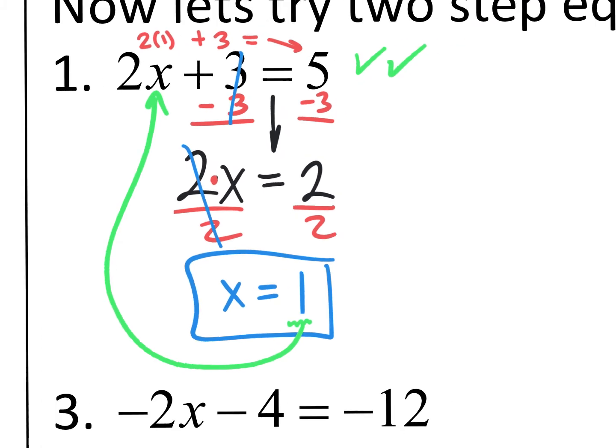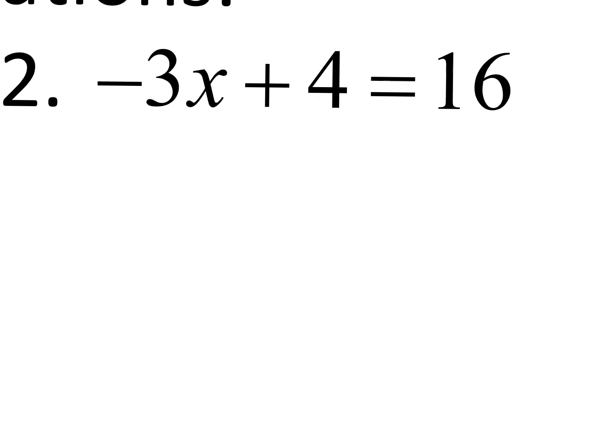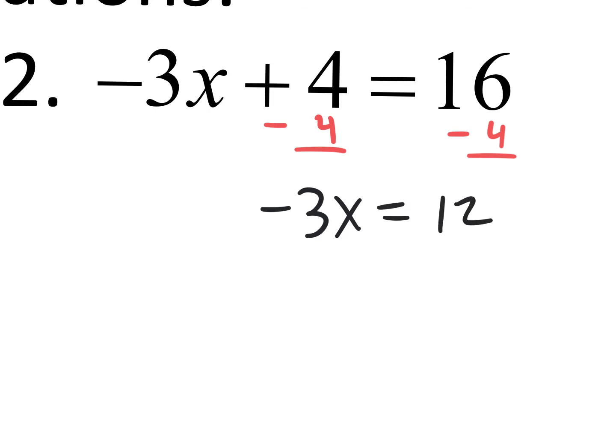Anyways, moving on. Number 2, same deal. What do I get rid of first? The 4. How do I get rid of that? Plus 4. Minus 4. What I do to one side, I must do to the other. What do I have left? On the left side, what do I have left? Negative 3x. Bring down the equal. 16 take away 4? 12. Cool. So what we have here is negative 3 times x equals 12.